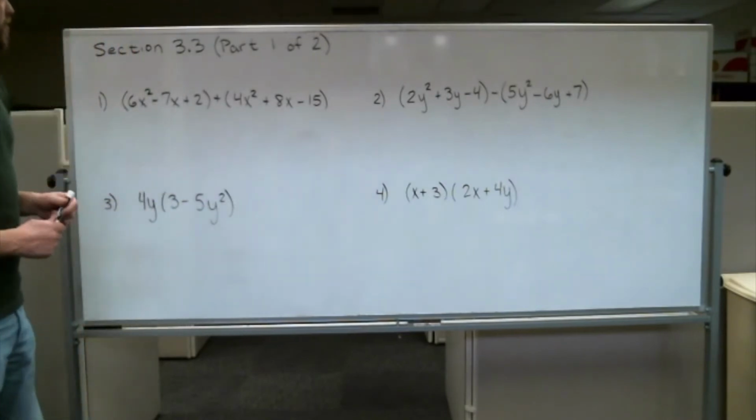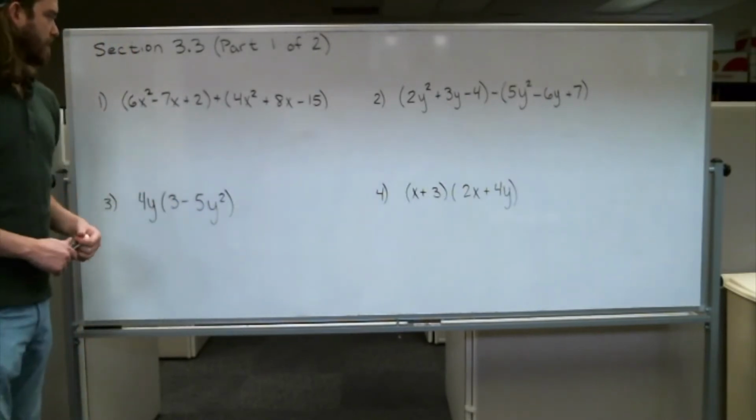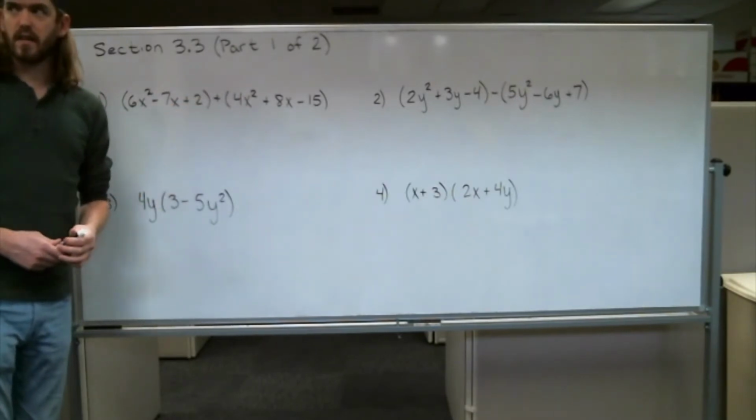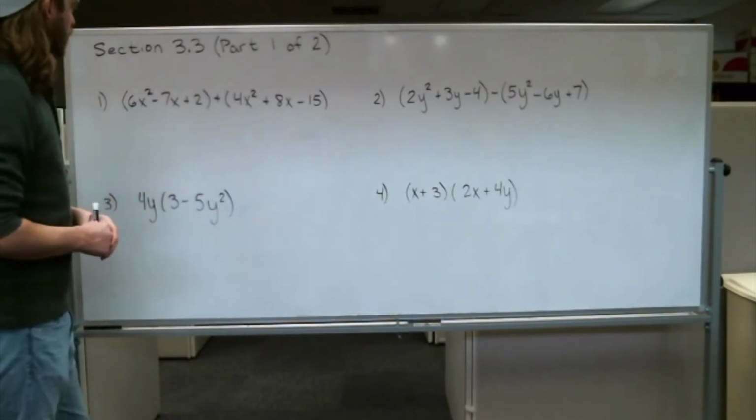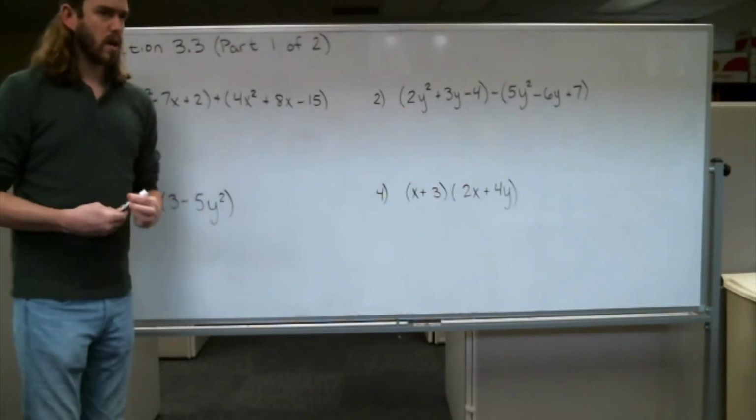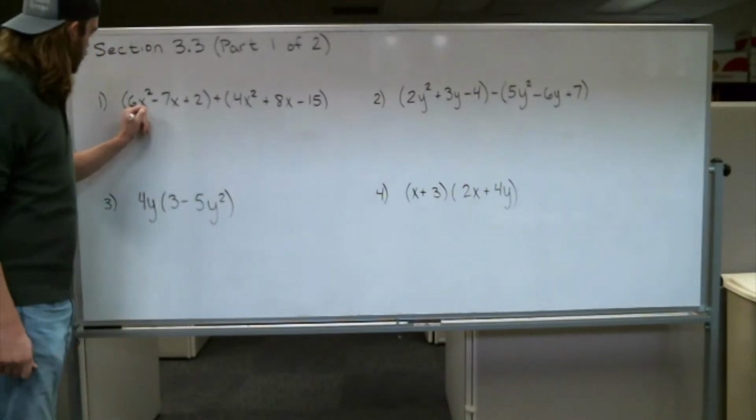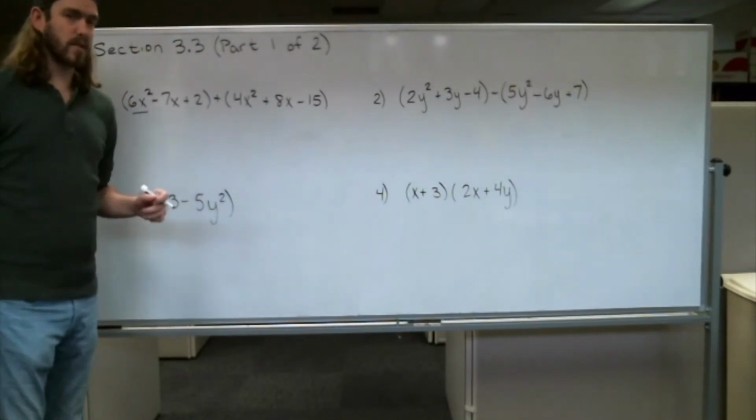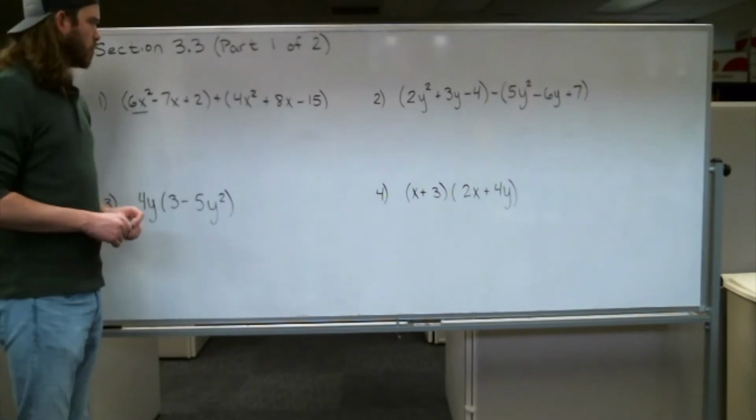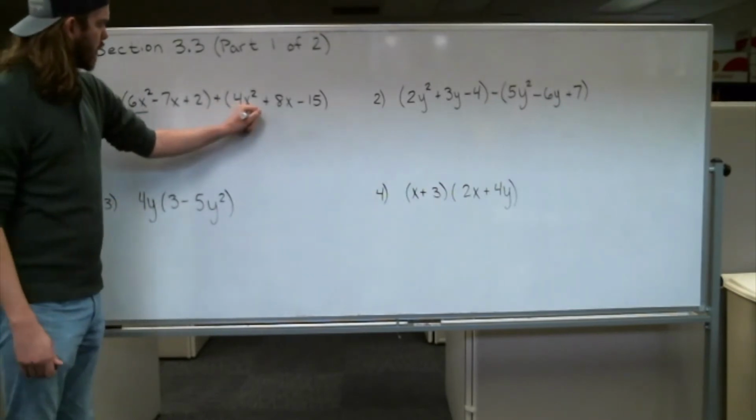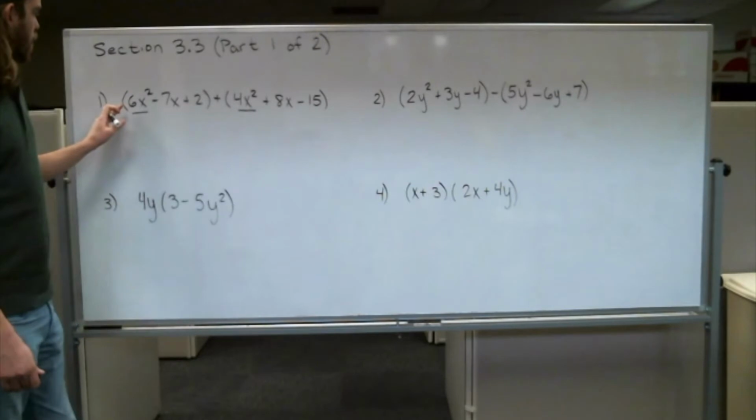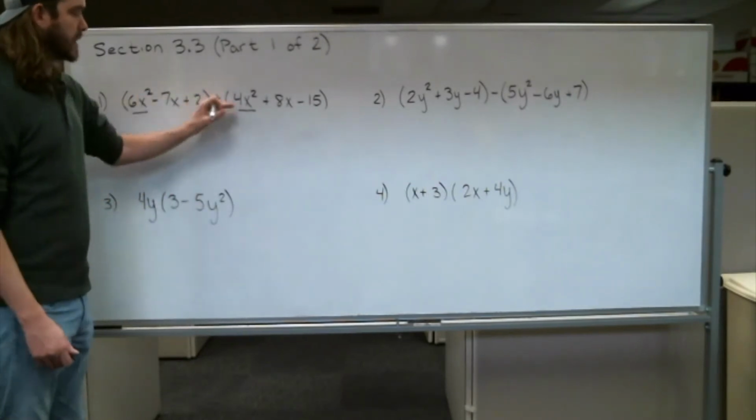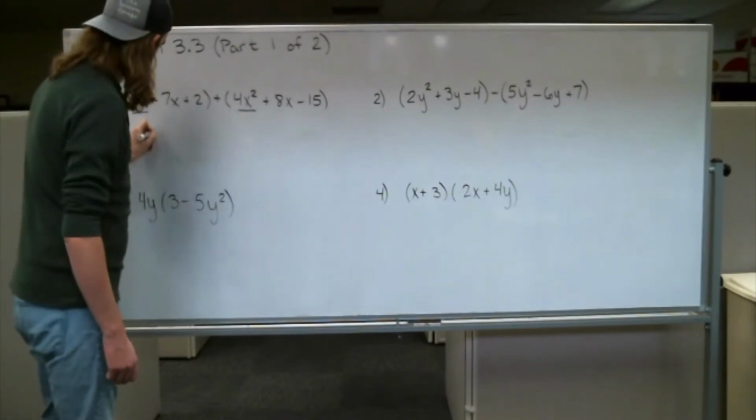So if we look at our first example, we have 6x squared minus 7x plus 2 plus 4x squared plus 8x minus 15. Whenever we're combining polynomials, what we want to look for are like terms. So as we go through here, I'm going to put an underline under 6x squared. We're going to see if there's anything else that has x squared as their variable. And as we look, we see that 4x squared does have that. So now we can add both of those together. So 6x squared plus 4x squared, we're only going to add the coefficients, and that's going to give us 10x squared.